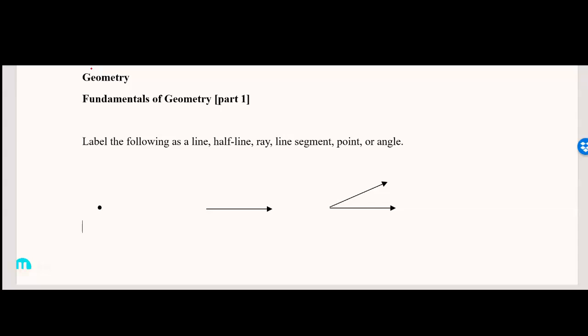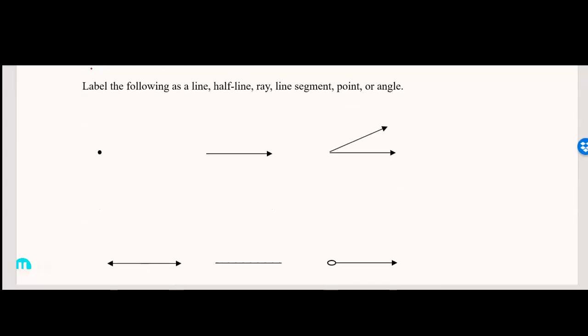The first thing we're going to do is look at labeling different types of parts of our geometry. We're looking at lines, half lines, points, angles, and so forth. And what we want to be able to do is just to be able to identify them. So if you want to label these in your notes, this can let you know when you're looking back what type of figure this is. This one I think we can probably all figure out from the directions up here: that is a point.